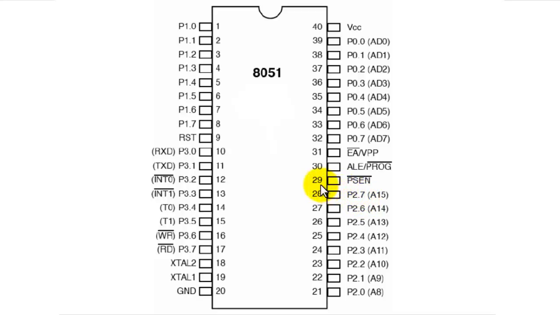Now pin number 29 is PSEN, that is program store enable. This is an active low input. Now we will move on to pin number 30, that is ALE or PROG bar. ALE is simply address latch enable.